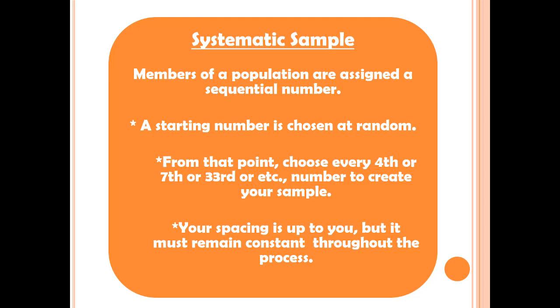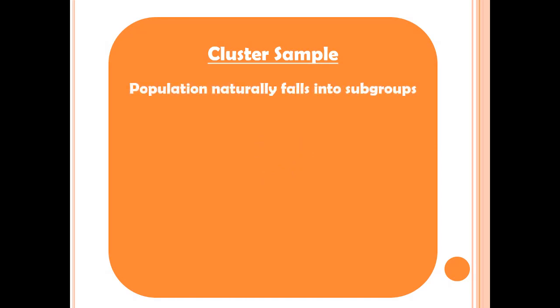Our next sampling technique is called a cluster sample. In a cluster sample, the population naturally falls into subgroups. The word naturally might be a little bit misleading here, because it might not be nature that's creating those subgroups. It might be human beings. But the idea is that those groups exist before we start our study. So they are pre-existing groups from which we will get our sample.